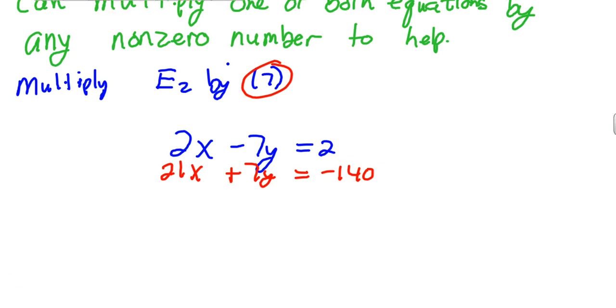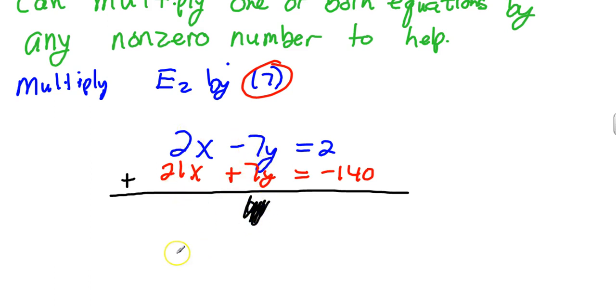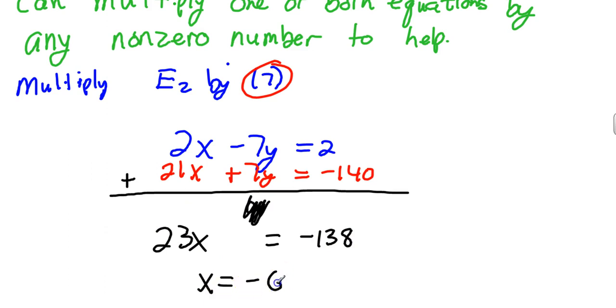And again, the whole reason we're doing that is that we want either one of the variables, x or y, to have the same coefficient. Once we do this, it's easy because 7 minus 7 goes to 0, which means this variable is out. Put these two together, that's 23x. 2 minus 140 would be negative 138. Then we take 138 divided by 23. So x would be negative 6.